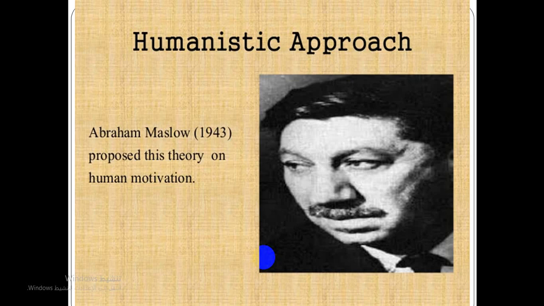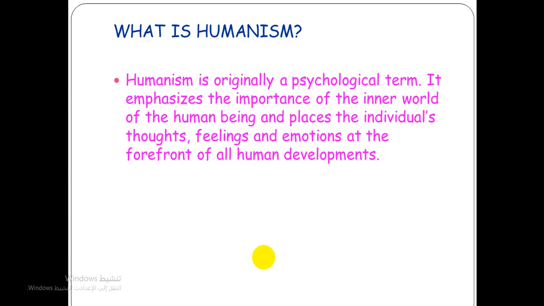Abraham Maslow, in 1943, proposed this theory on human motivation, the humanistic approach. What is humanism? The definition of humanism: humanism is originally a psychological term. It emphasizes the importance of the inner world of the human being and places the individual's thoughts, feelings, and emotions first.